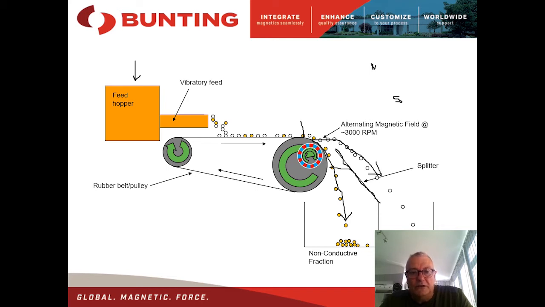We have an internal rotor going very fast, 3000 RPM, giving us the alternating magnetic field, which creates the eddy current force on our conductors. And we have an outer rotor here, which is a means of presenting the material into and out of the eddy current feed. On top of that, we will have a belt, which is a feed mechanism to ensure an even monolayer of settled particles before they go into the region of separation on the magnetic separator.